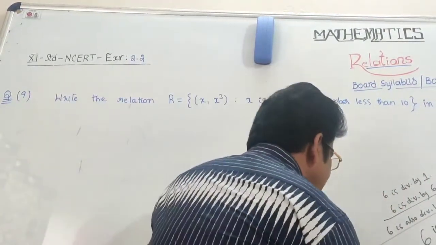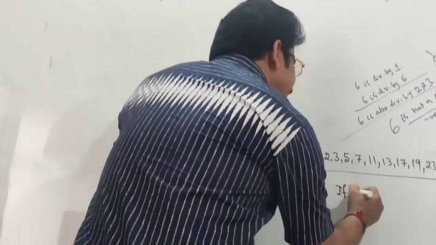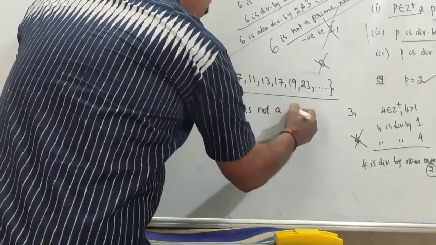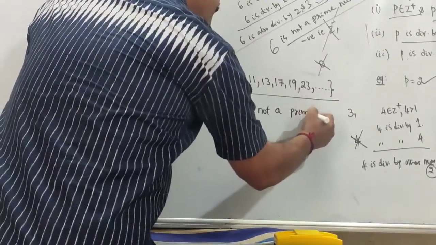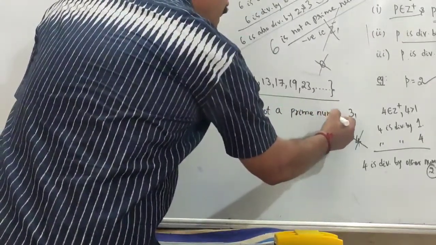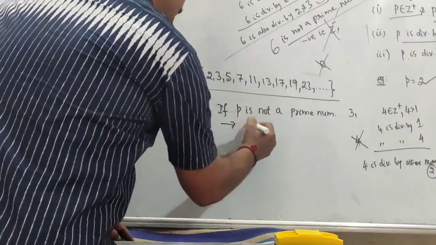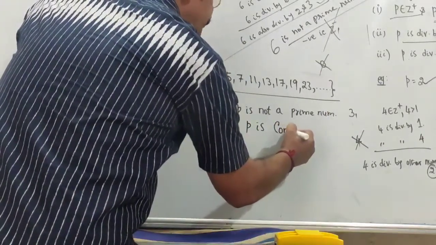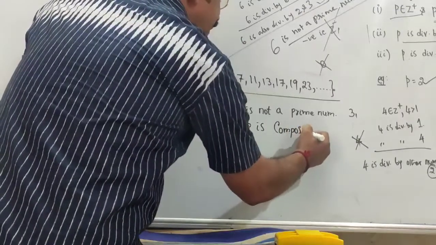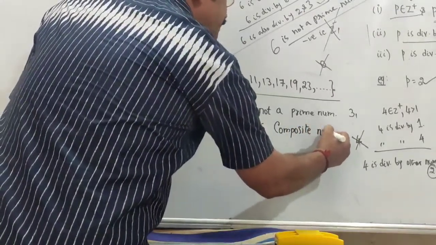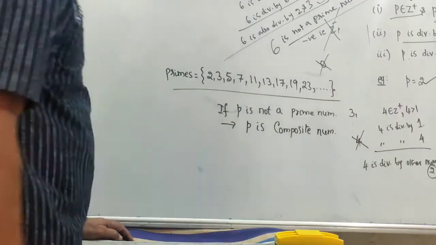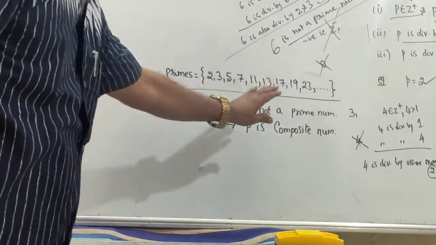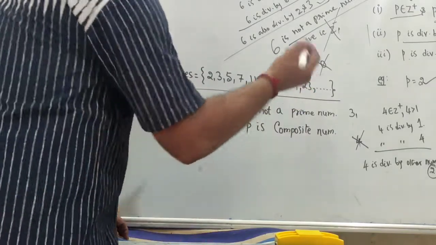Similarly, composite number means what? If small p is not a prime number, then P is called a composite number. So therefore we can give the complete definition for a composite number also. What is that?